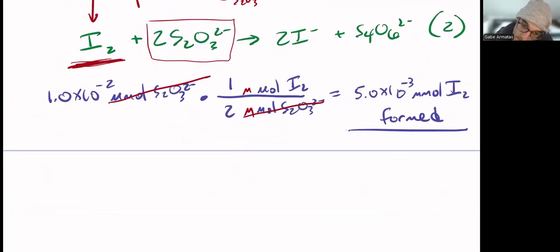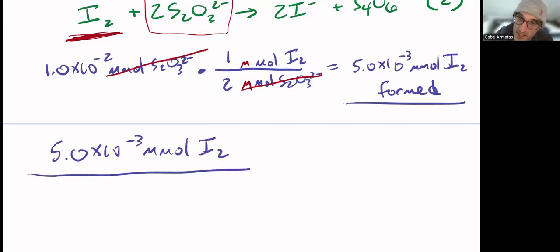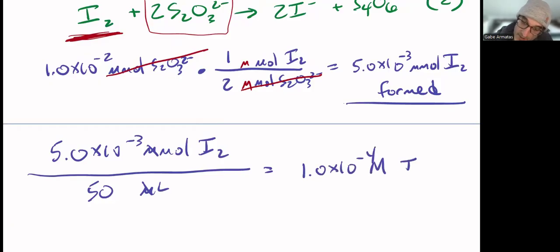Just need more space. So if I form 5 times 10 to the negative 3 millimoles of I2, well, that was in a total volume of 50 mL. And here I can eliminate the milli, and I've got moles per liter. This gives me a concentration of 1 times 10 to the negative 4 molar I2.